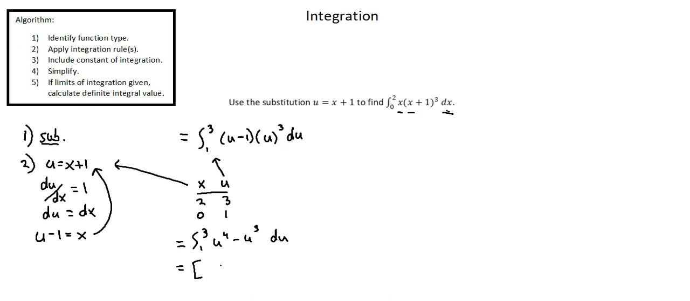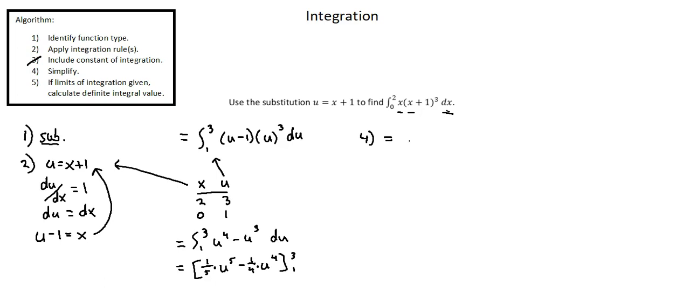U to the power of 4 becomes u to the power of 5 multiplied by 1 over the new exponent, 1 over 5, minus u to the power of 3 becomes u to the power of 4 multiplied by 1 over the new exponent of 4, with our limits of integration of 1 to 3. Because this is a definite integral, we will not include a constant of integration. Let's go to step 4, simplify.